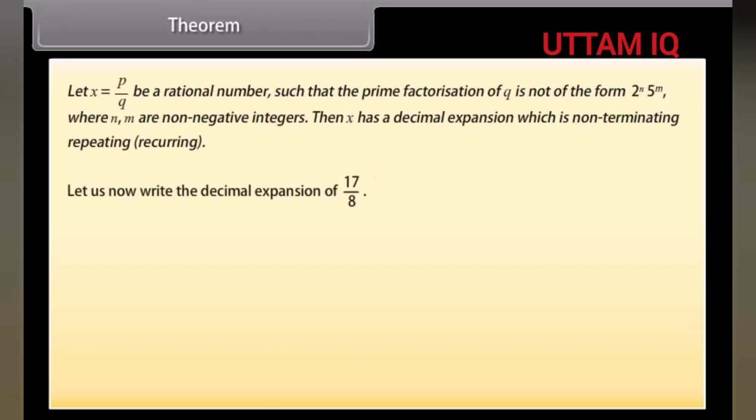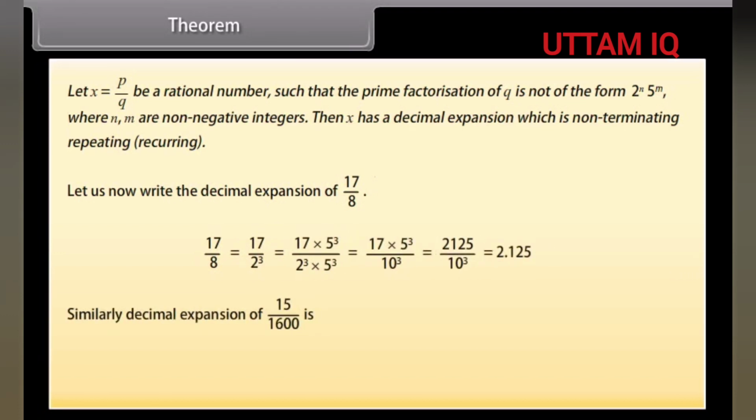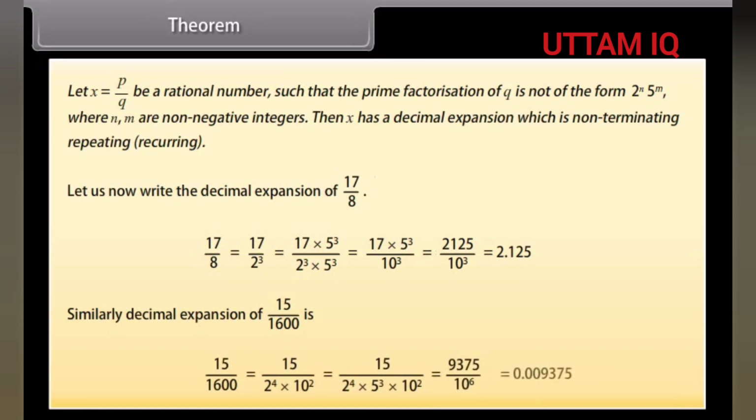Let us now write the decimal expansion of 17 upon 8. Similarly, the decimal expansion of 15 upon 1600 is 0.009375.